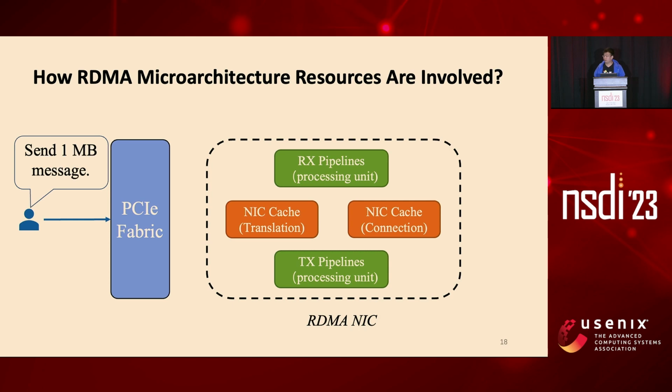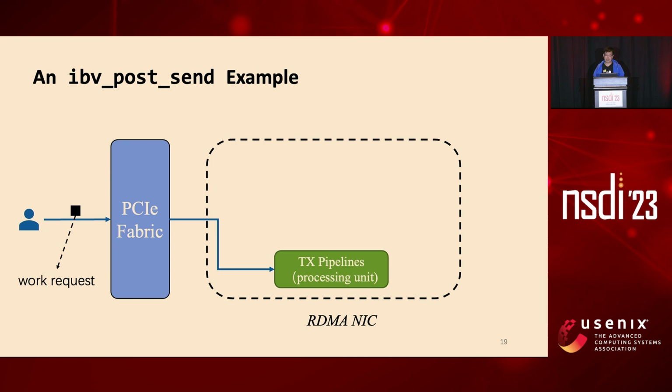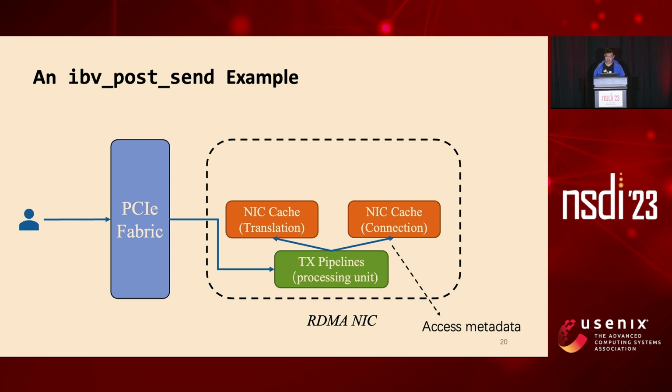Now, we briefly introduce how these microarchitecture resources are involved in RDMA communication and why they are crucial to RDMA performance isolation. Let's see an outbound example. So we want to send a 1 megabyte message to the remote end. In RDMA, to send a message, applications need to post a work request through the ibv_post_send API. And the NIC will process the request. During the processing, it needs to access some metadata. For example, it needs to read the translation mapping to translate the virtual address to a physical address so that it can do DMA to read the payload from the host.